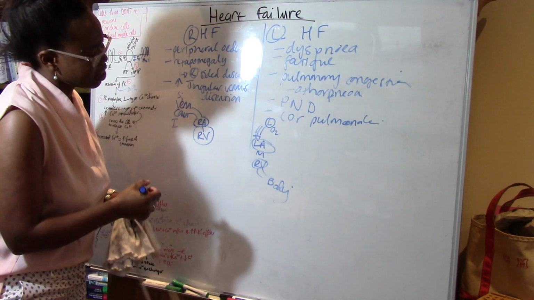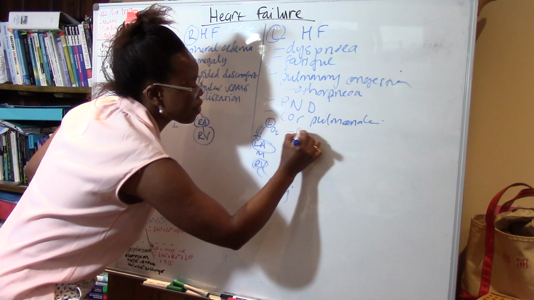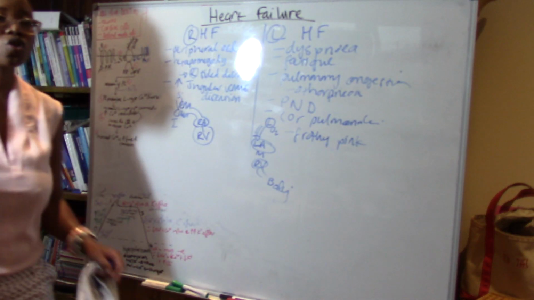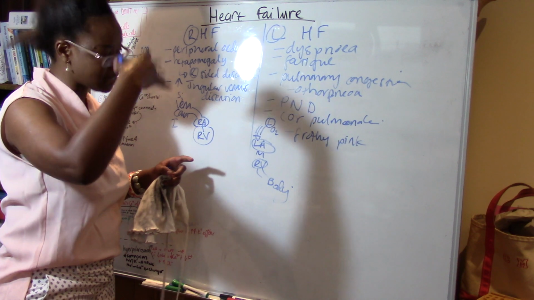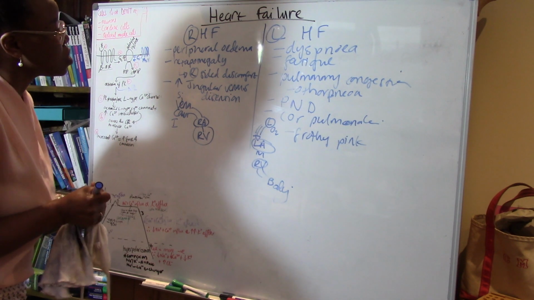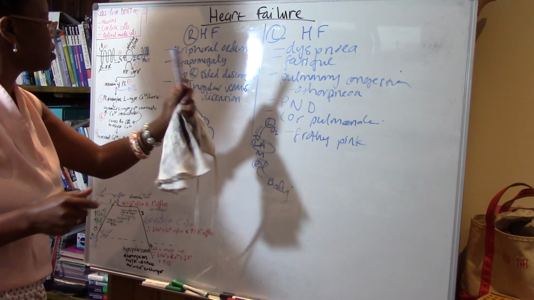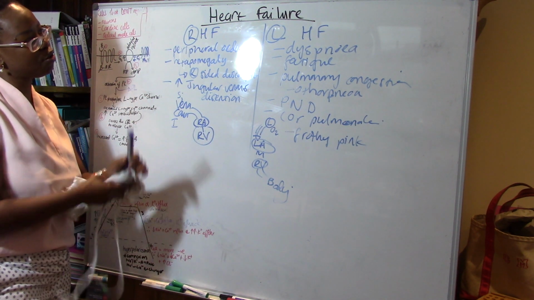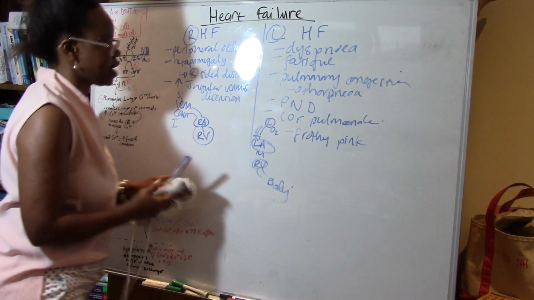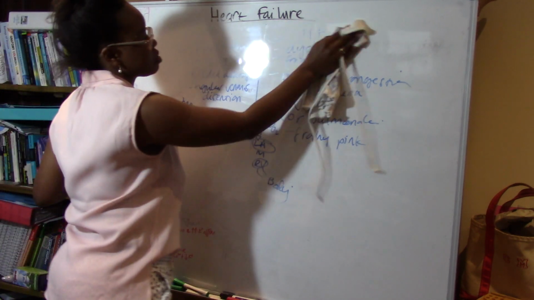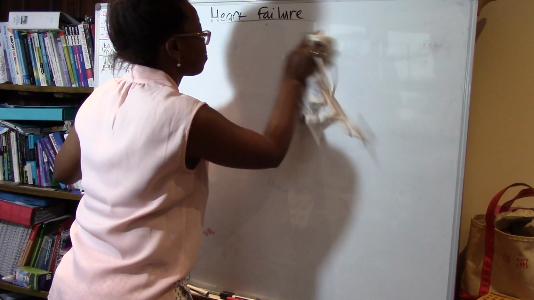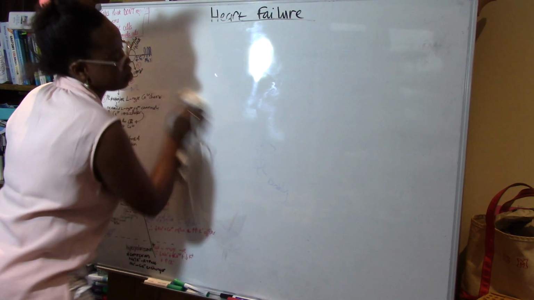So they will also produce frothy pink sputum, which again is caused by the bursting of the vessels in the lungs as the pressure increases in the lungs. So these are the most important signs and symptoms of heart failure, and I've grouped them based on the right heart failure and left heart failure. So now I'm just going to very quickly talk about the physiology of heart failure.